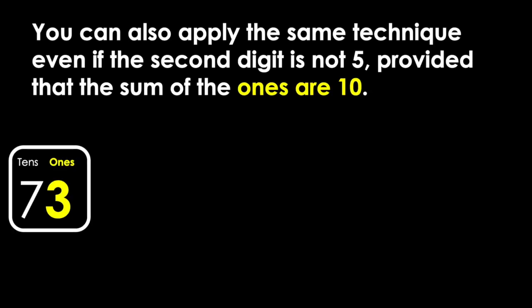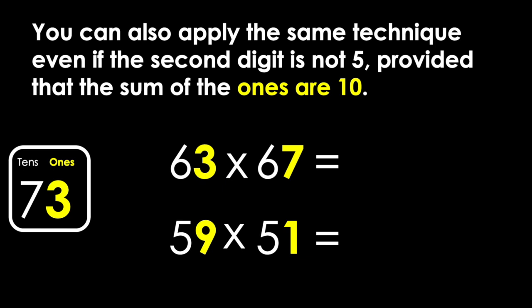Okay. You can also apply this same technique even if the second digit is not 5, as long as the sum of the ones digits is 10. Example, 63 times 67. This one doesn't end in 5, but 3 plus 7 is 10. So it meets the requirement. 59 times 51 is also 9 plus 1 is 10. So it also meets the condition. So this can be done the same way as we did for numbers ending in 5.